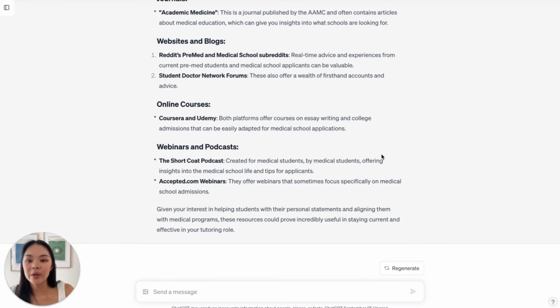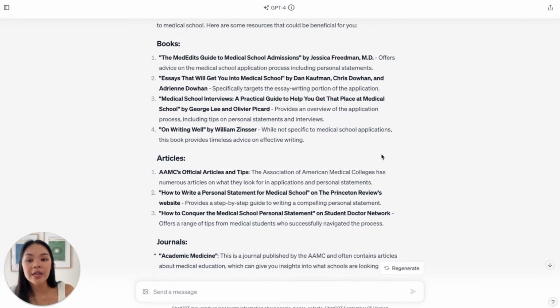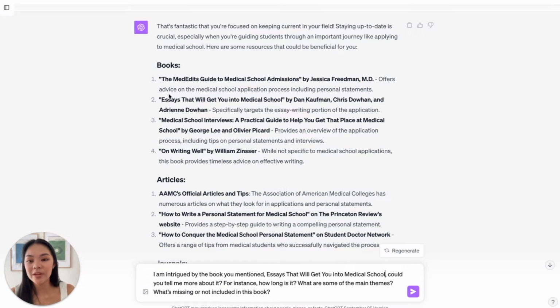Once you actually pinpoint the few that you're interested in, you can ask ChatGPT more in-depth questions to see whether or not that book or article would be a good fit for you. So once you've actually skimmed through, you can find one that most interests you. For me, it's essays that will get you into medical school, and you can actually ask more about it before you fully commit to it.